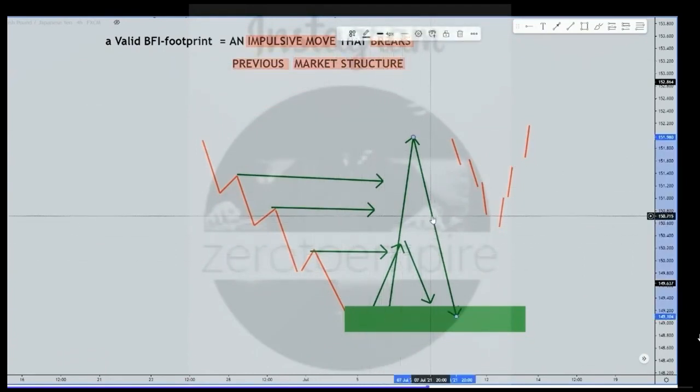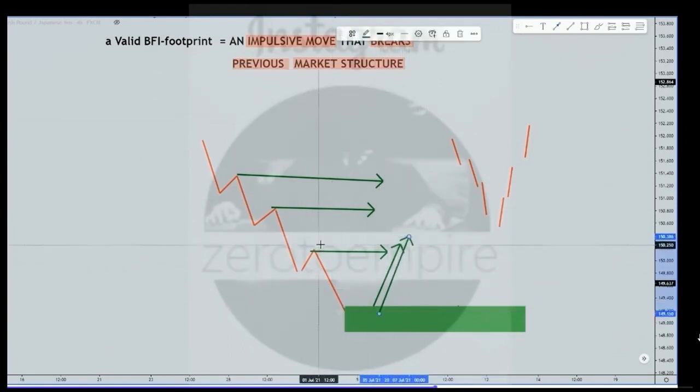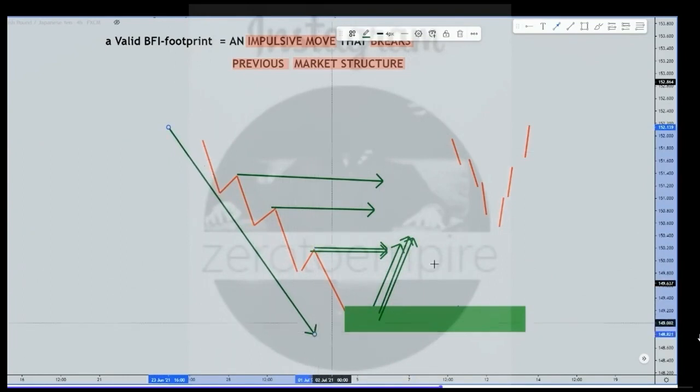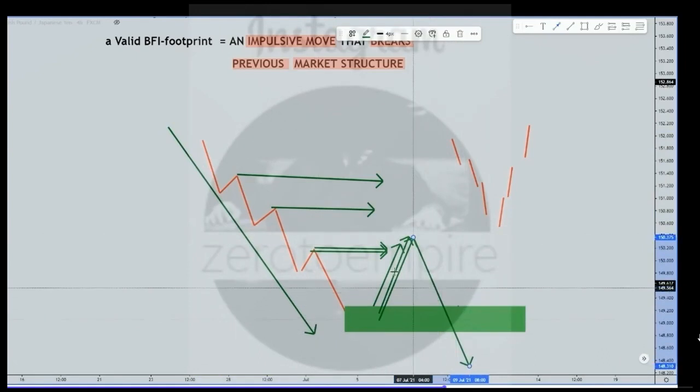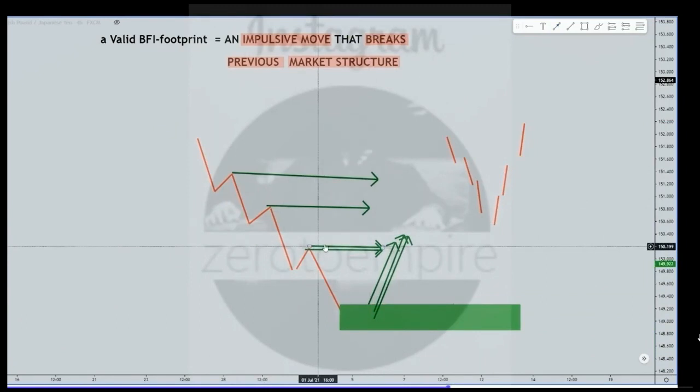Here's some good advice. Don't trust a footprint that breaks the first previous market structure, the first swing point, the earliest swing point, because what do we say? It could just be a retracement and it wipes it. So it's not really reliable to use just the first market structure break, although it is a valid footprint, but a very weak one.